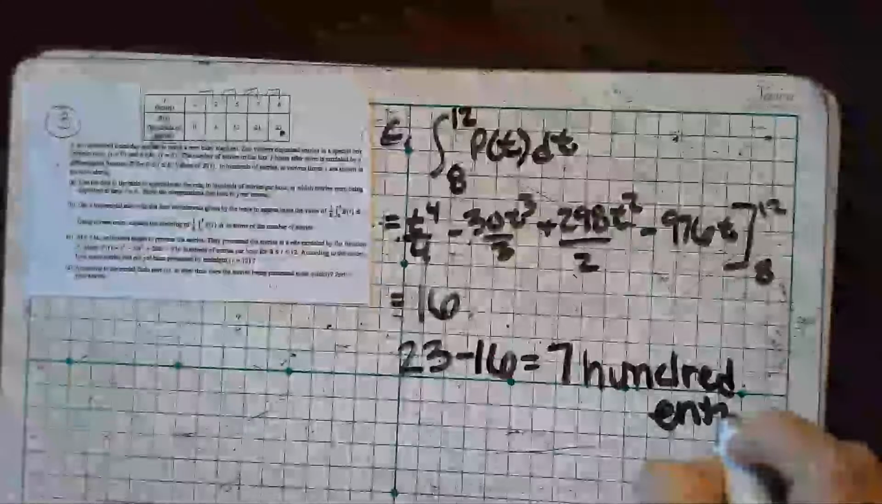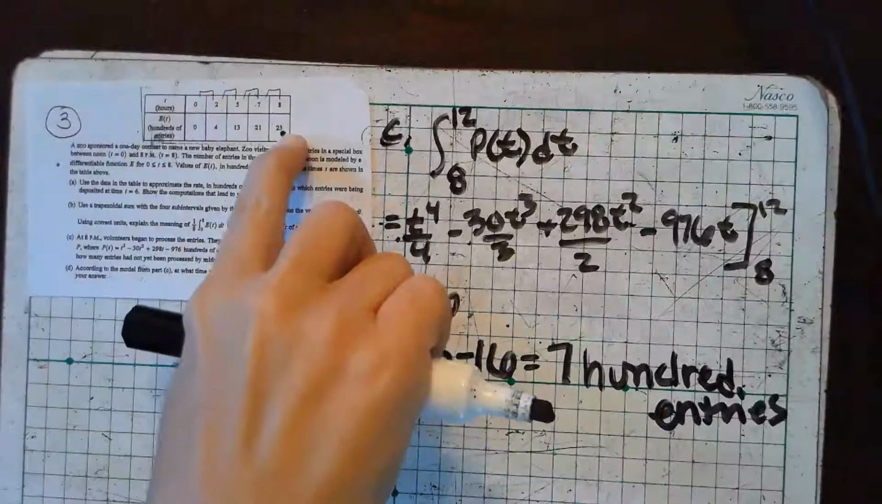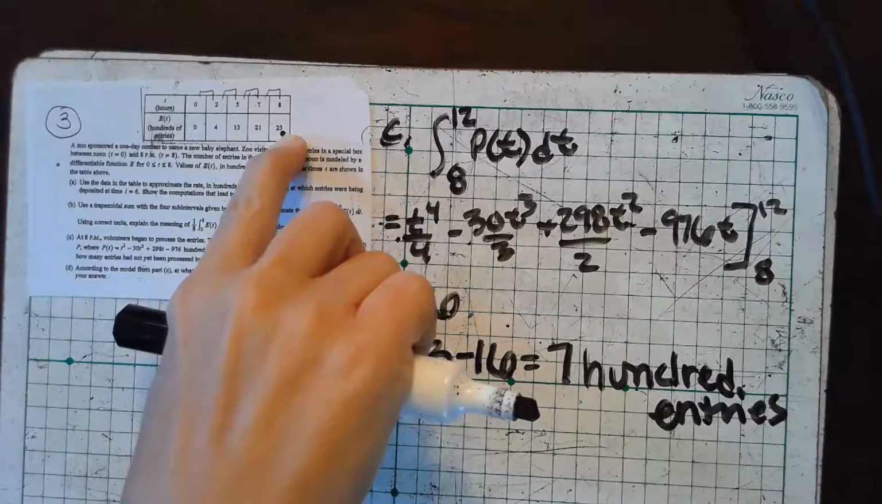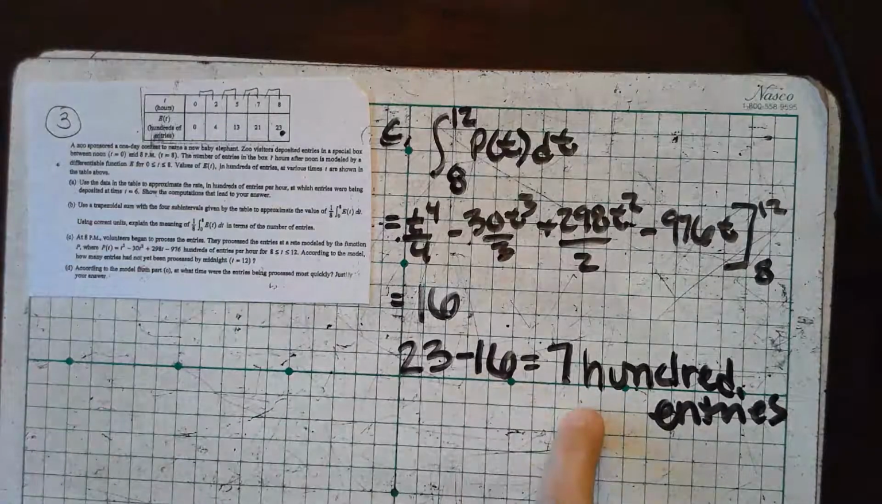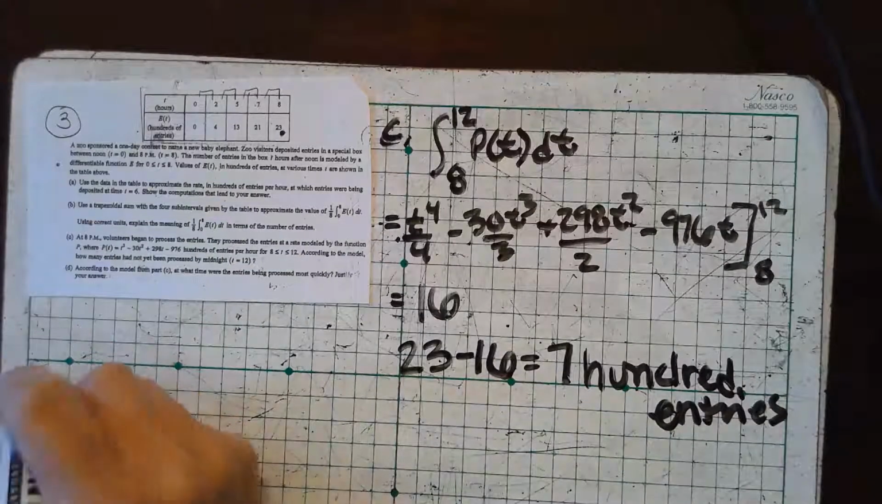Okay, so 23 are the number of hundreds of entries that are there. This is the rate that they're being processed. So by 12 o'clock, this is how many they have not processed yet.